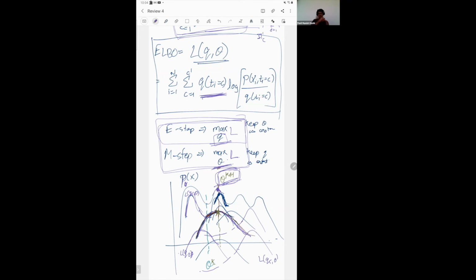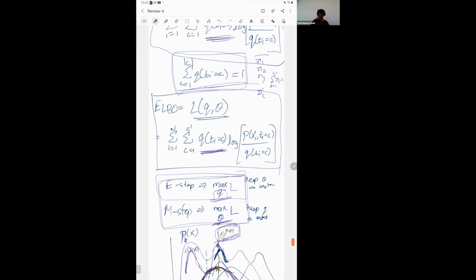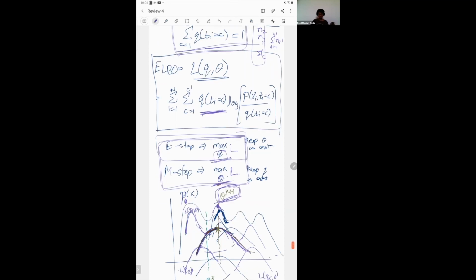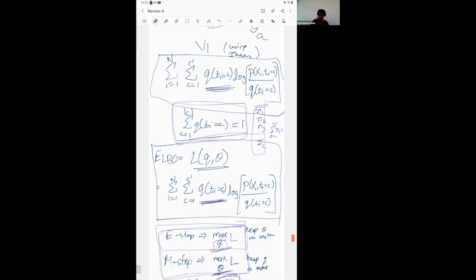Q of Ti equals C, and then we are moving through this functional space. Theta is properly a parameter, a 1D or ND parameter, but Q is not. In the discrete case you can treat it as a C dimensional parameter. But if T is continuous, then the constraint would be that Q of Ti needs to be integrated to 1, and Q of Ti would be a PDF.